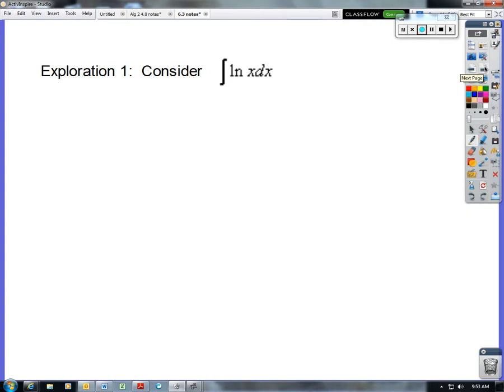So this is out of our book. There's an exploration page, not too sure. Let's check and see. Oh, exploration 1 on page 325.